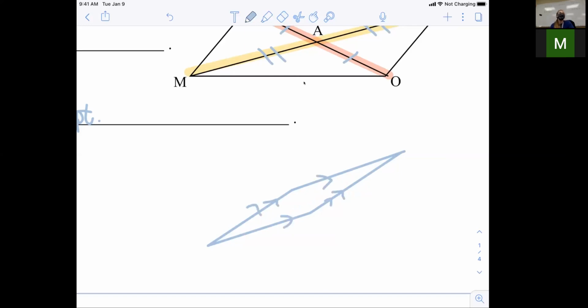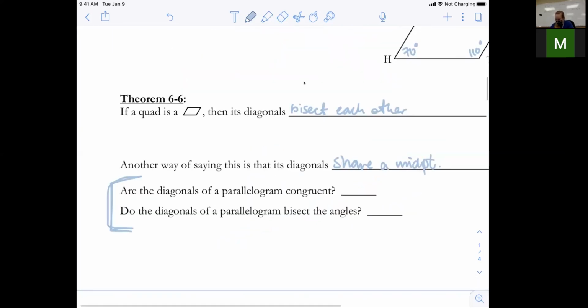Were their diagonals congruent to each other? No, you even watched me draw the diagonals first. I've got this itty bitty one and I've got this very, very long one. The diagonals, just because they bisect each other, does not make them congruent. So I'm going to write no. Are the diagonals of a parallelogram congruent? No. Now, do the diagonals of a parallelogram bisect the angles?